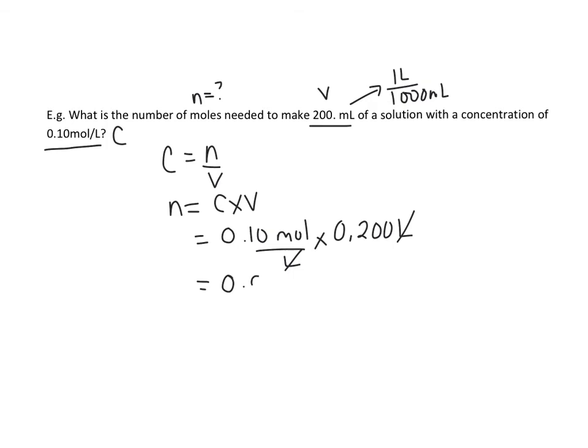So 0.02 moles, because I need two significant digits. Now, normally we wouldn't be measuring moles in the lab, we'd be measuring mass. So if it asks for the mass, you find the moles first, then you take the moles and you multiply it by the molar mass to get grams. And grams is something you can measure in a lab.